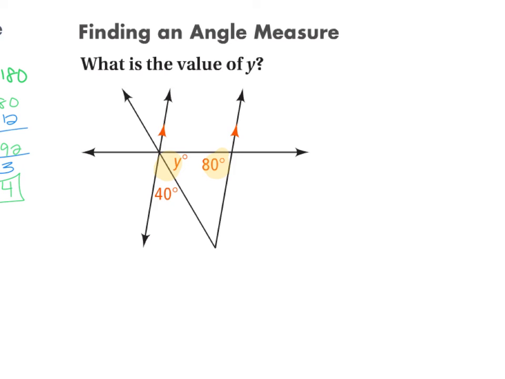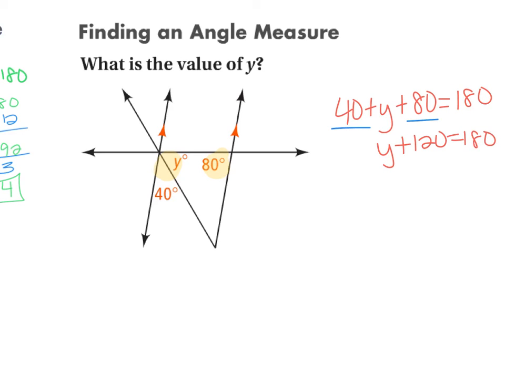We're ready to go. So we'll have 40 plus your other angle, y, plus that 80-degree angle equals 180. All right, combine like terms. You have y plus 120 equals 180. Minus 120. So y equals 60. Most of the time when you're solving these problems, it is just knowing your properties. If you can memorize those properties, it will make your life so much easier, so that you don't have to think as hard and it comes a lot more natural.